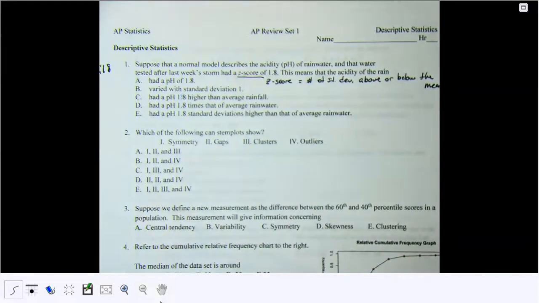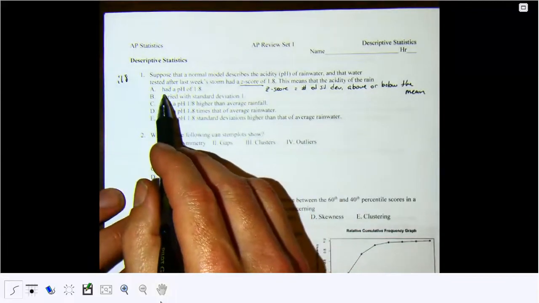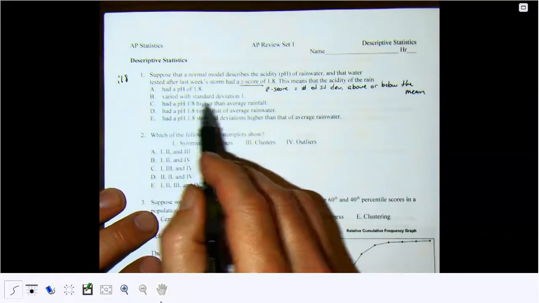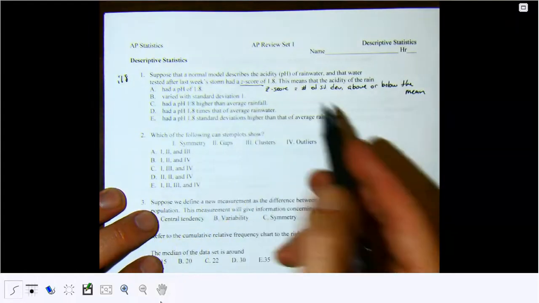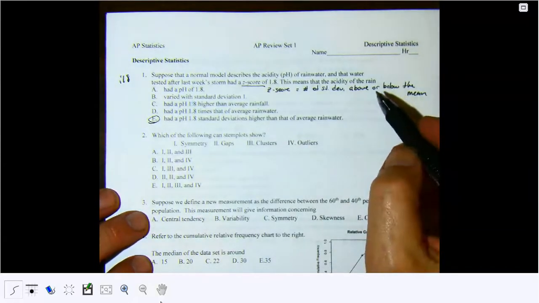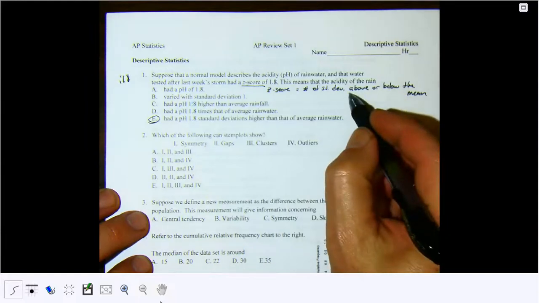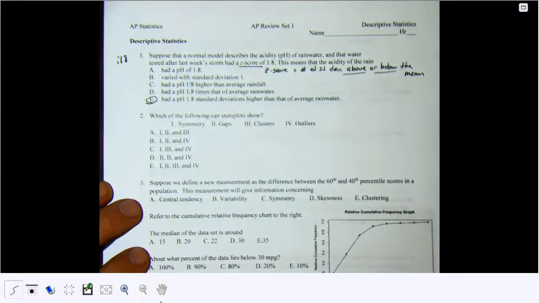Okay, I'm zoomed in a little tight. Okay, try that instead. So with that in mind, here we go. Let's go through the answers. So we had a z-score of 1.8, a variable standard deviation. We want to be 1.8 standard deviations higher than the average rainwater. So E is going to be the answer that we're shooting for here. I know on the bell work sometimes we forget that above or below, but we have to remember that if we're asked to describe a z-score, that's what we have to include.